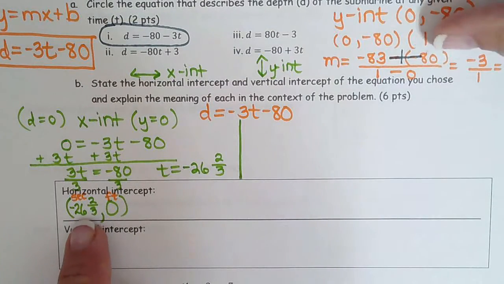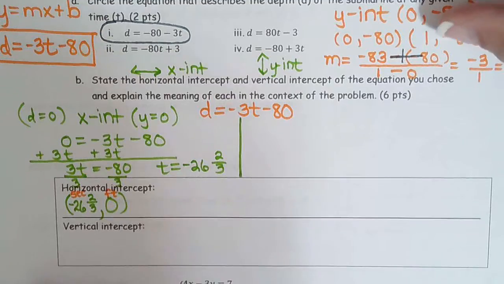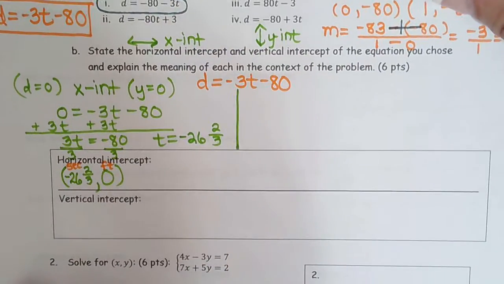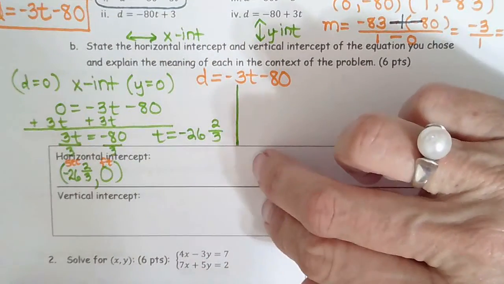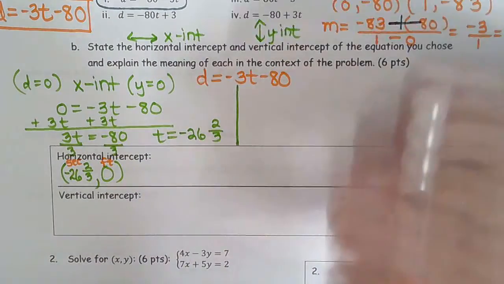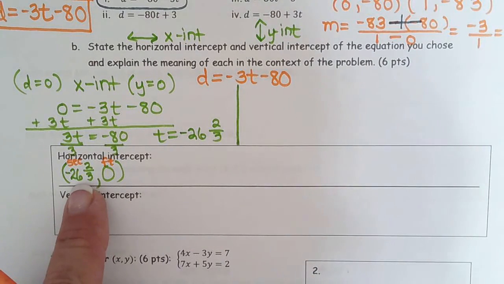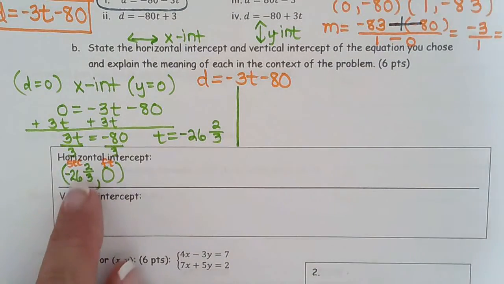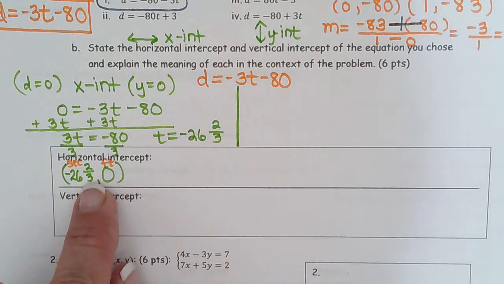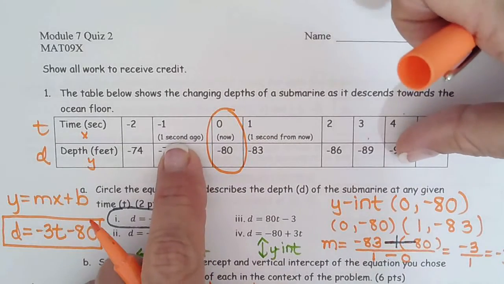So when we go to write this, remember how we said you can never use a negative when you write it, and probably these are the two hardest parts for students on this quiz. So don't say negative 26 and 2/3 seconds ago. You just say 26 and 2/3 using the verbiage seconds ago.